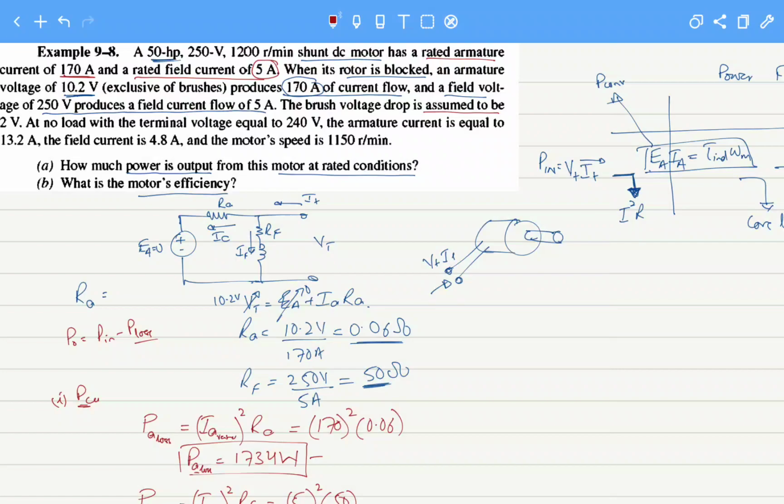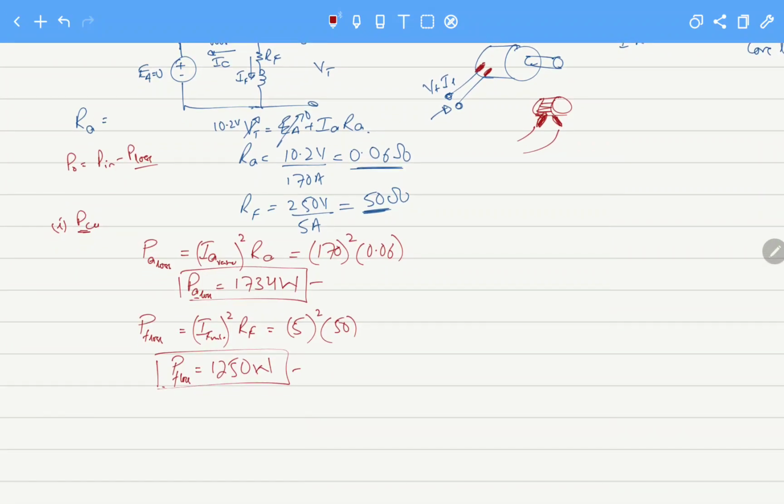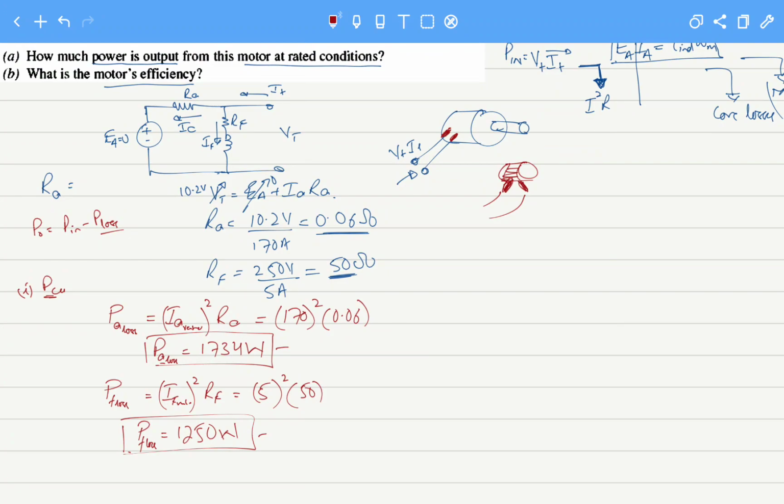Which brushes is he talking about? He is talking about the brushes where the voltage drop exists at this side, where on the rotor we have the commutator and we have carbon brushes that are actually making contact with the commutator. So it is saying that there is a brush voltage drop also. When the motor runs, there is a 2 volt voltage drop across the brushes.